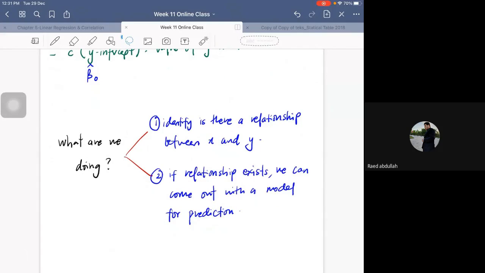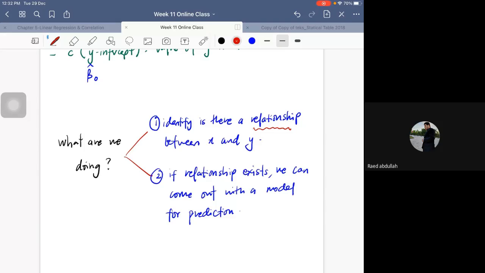We call them variable x, the independent variable, and variable y, the dependent variable. First of all, we want to know whether or not there exists a relationship between the variables x and y. So we want to establish the relationship. If there is actually a relationship between them, we can come up with a model out of them. If there is no relationship between them, then there is no reason for us to relate them. So we can simply drop the two variables.